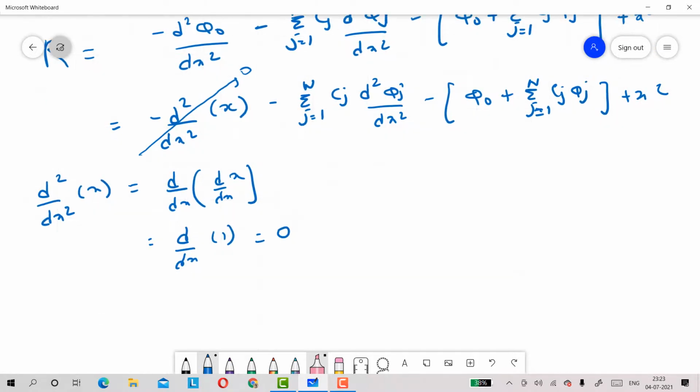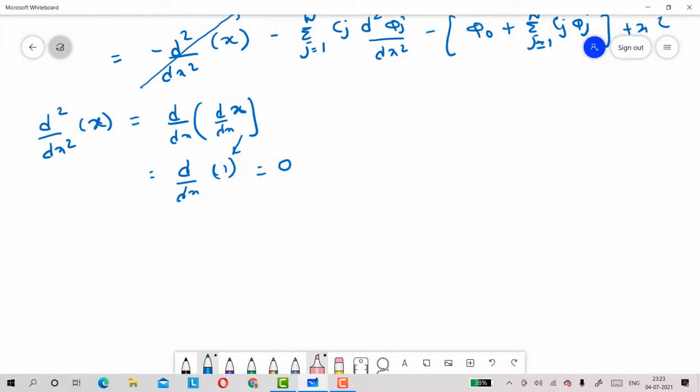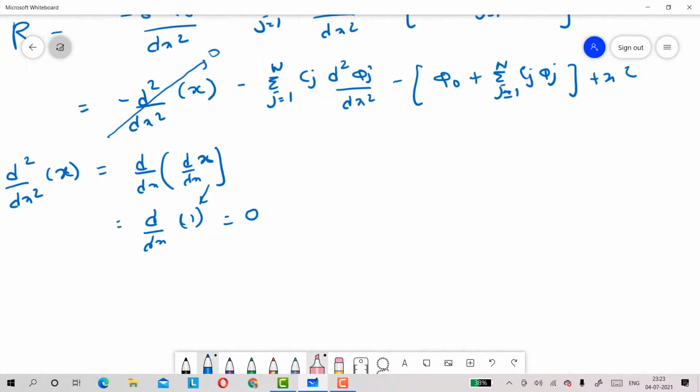It has two differentiation terms. On doing the first differentiation, it will convert into 1 and we will get a constant value, and the differentiation of a constant value is always 0. So this term is 0. What are we left with? We are left with this term. Now we will just open its summation.